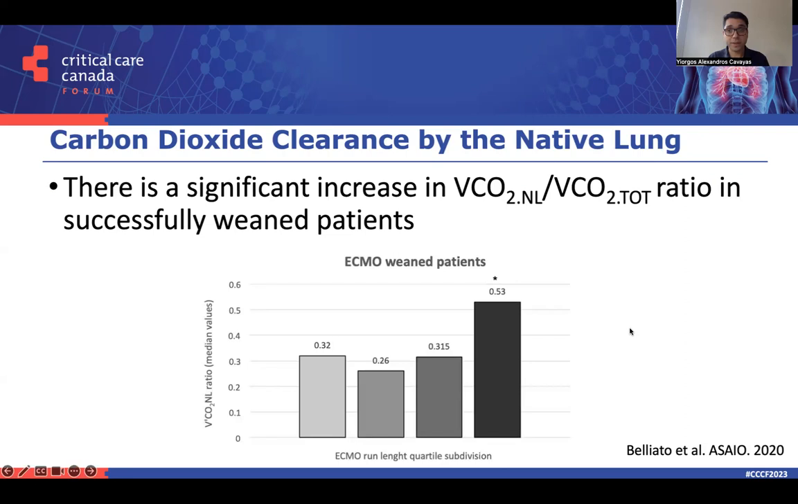Belliato and colleagues nicely described that patients that eventually get weaned from ECMO experience an increase in the ratio of the VCO2 of the native lung to the total VCO2. In other words, when patients improve, native lungs take more and more in charge CO2 clearance.